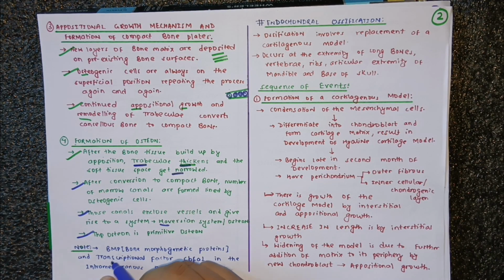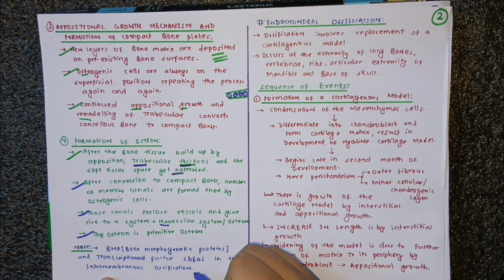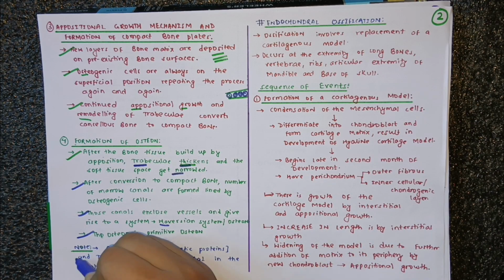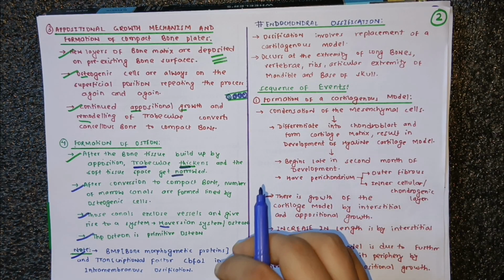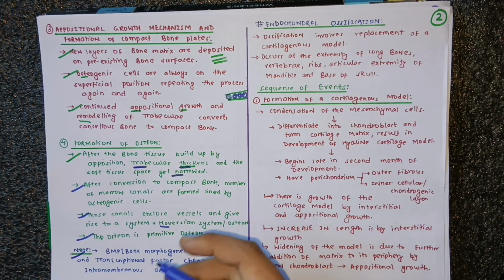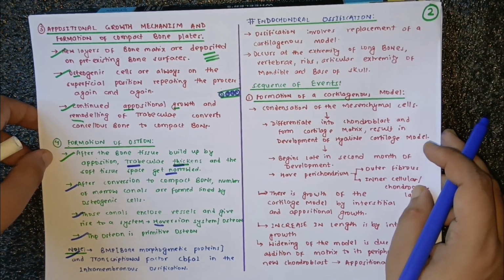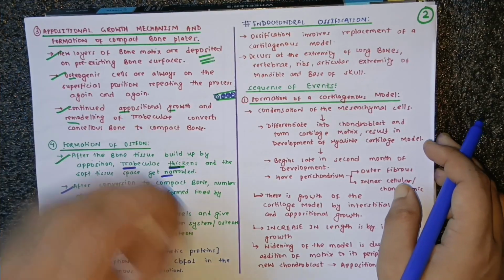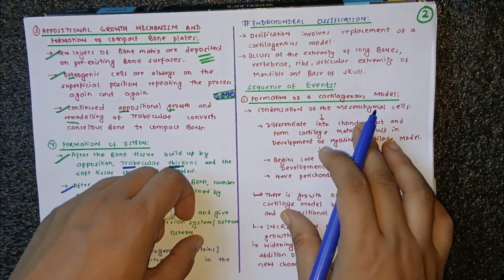One note here: BMP, bone morphogenetic proteins, and the transcription factor CBFA1 are involved in intramembranous ossification. They are important chemicals, important transcription factors or proteins in intramembranous ossification. This can be framed into an MCQ question. After that we will discuss endochondral ossification, and this is also very important.